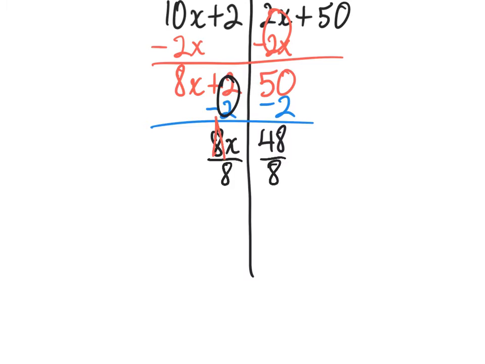It turns into a 1. We have 1x. 48 divided by 8 is 6. So x equals 6.